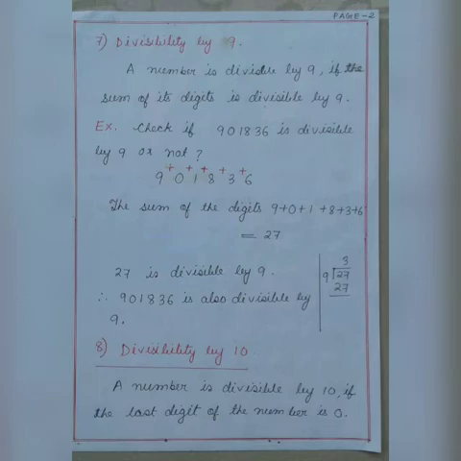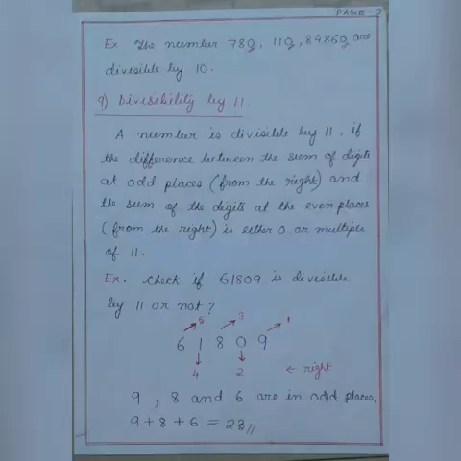Now let us check the digits of the even places. The digit in the even place, the second place, is 0 and the digit in the fourth place is 1. Therefore, the digits 0 and 1 are in even places. Now we shall add 0 and 1, we get 1.